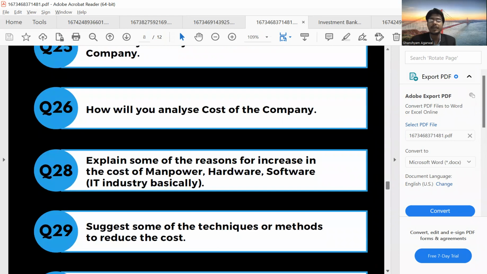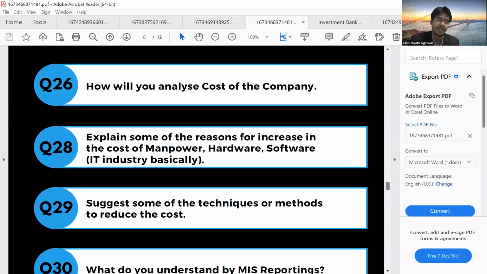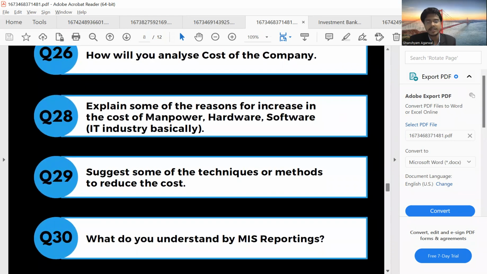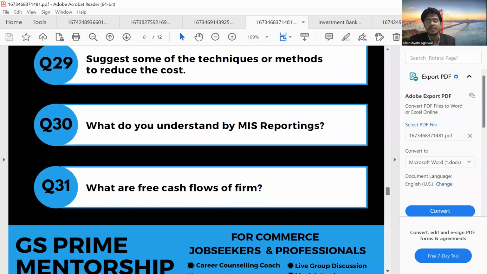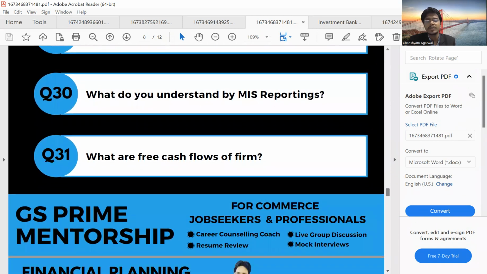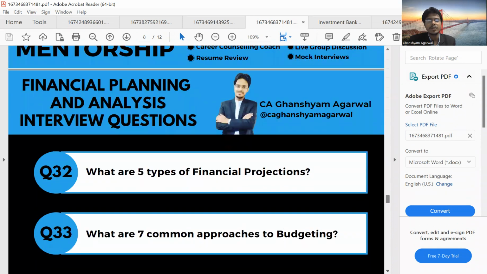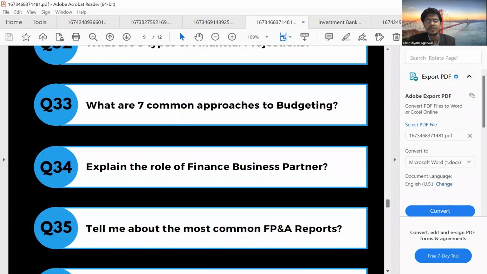Do you invest in the stock market? If you invest in stock, which is the company that you're investing in? Why are you investing in this company? Which is the best company that you think? Why do you think this company will grow in the long term? So these are the questions on financial analysis and common approaches.